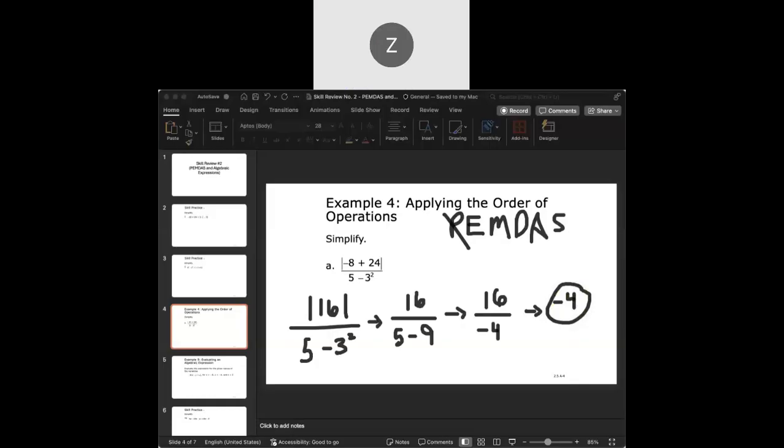Boom. There you go. You got it. Absolute value you treat like a parentheses for the purposes of the steps, and then you just resolve it. Once you get it down to a single number inside, then just apply the absolute value. Good.